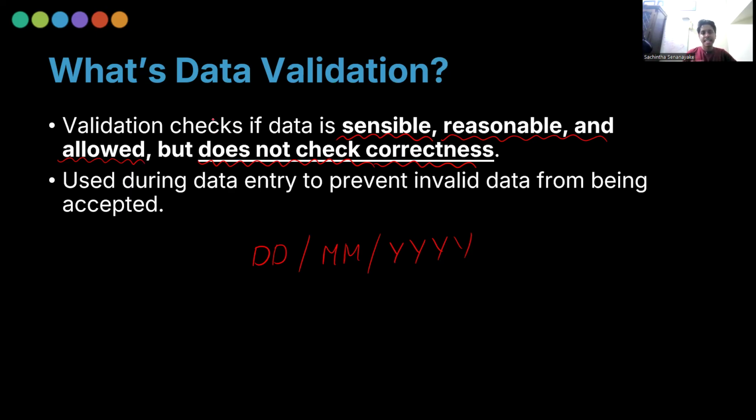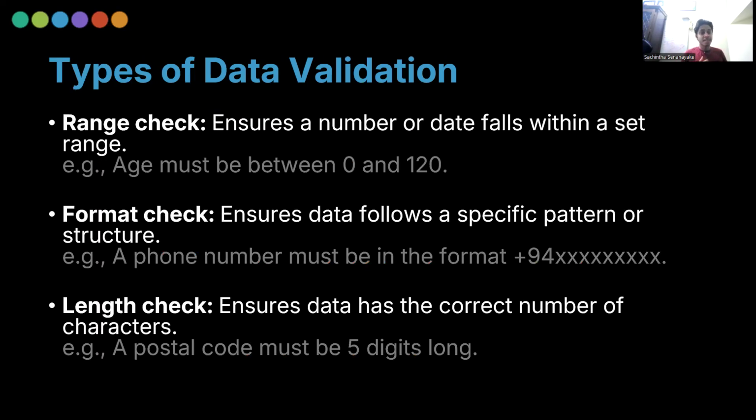So you can imagine that data validation is about checking whether the data is in the correct format, but not whether the data is correct in itself. And data validation is used during data entry to prevent invalid data from being accepted. Okay, so it's about preventing invalid data during data entry. Hopefully that makes sense, guys. We'll take a look at the types of data validation that you have in your syllabus. Keep in mind, you might have to list out types of data validation and also give examples of the different types of data validation. So make sure that you pay attention here.